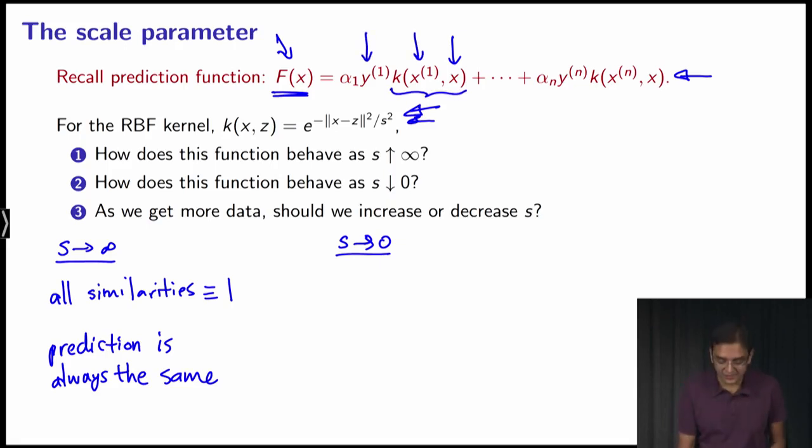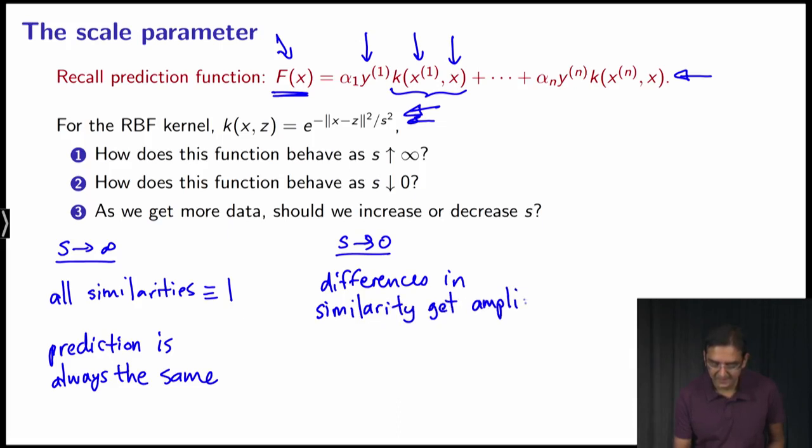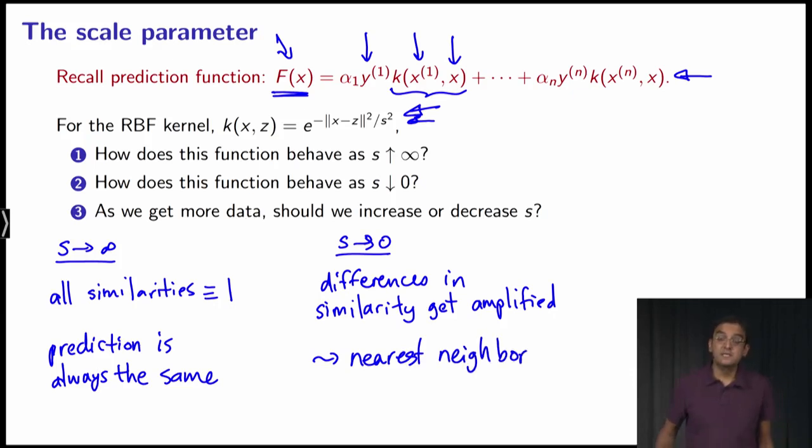Okay, so as s goes to 0, all differences in similarity get amplified. And essentially, we start behaving rather like nearest neighbor. So these are the two extremes of the RBF kernel. As we get more data, we would clearly want to move from the left towards the right.